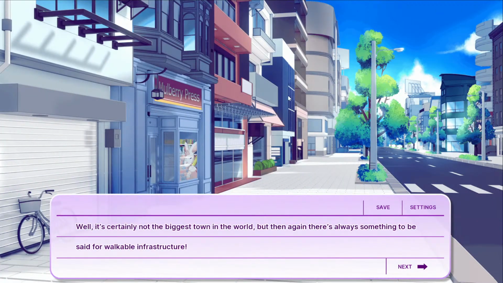Can I go on a date with other girls? Why is it only showing that one girl? Well, it's certainly not the biggest town in the world. Always something to be said for walkable infrastructure.